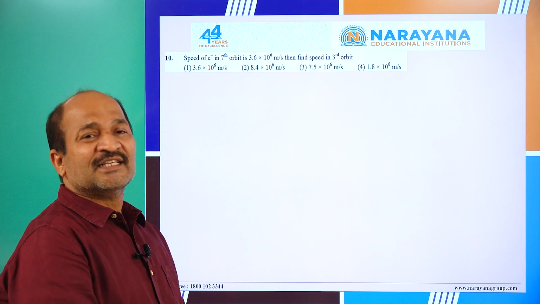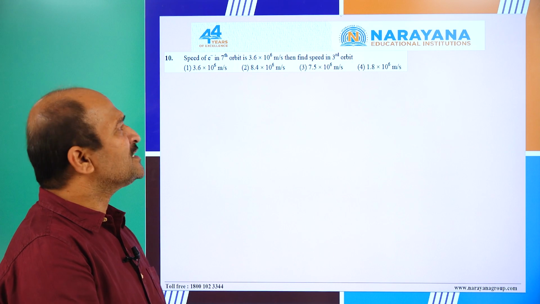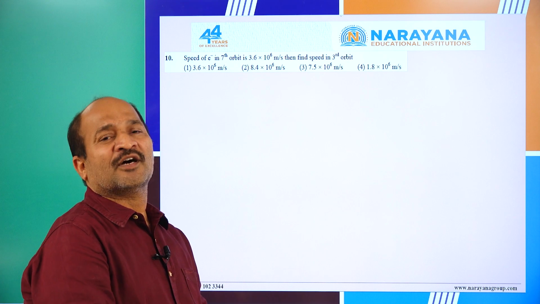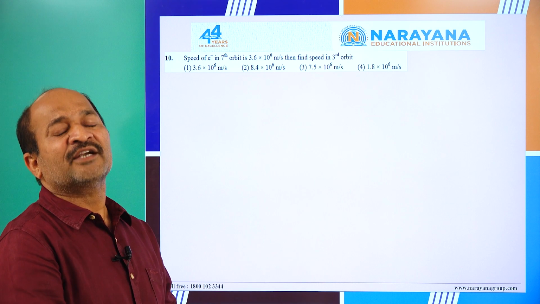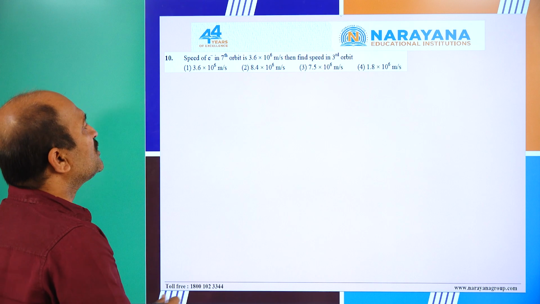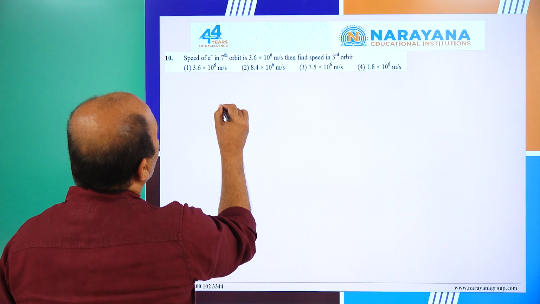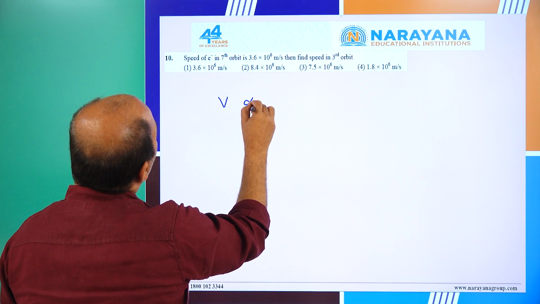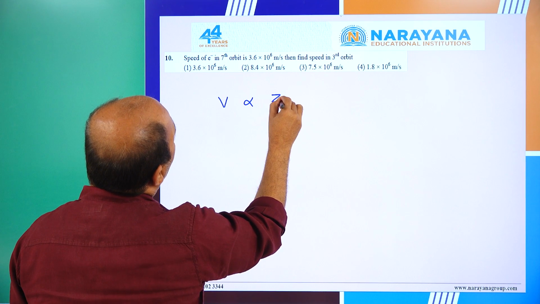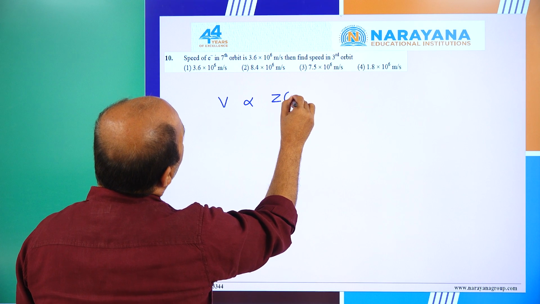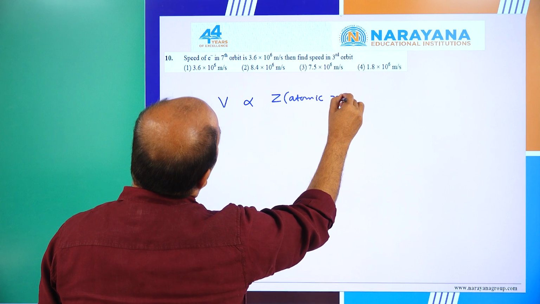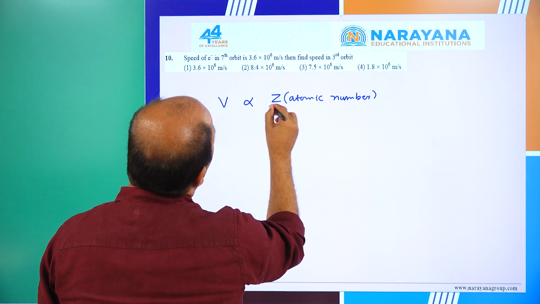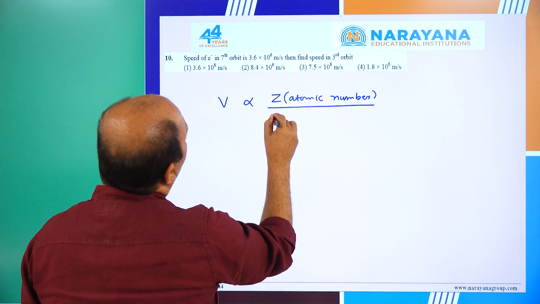The speed of the electron in the 7th orbit is 3.6 into 10 power 6 meters per second. Then find the speed in the 3rd orbit. It is a question from atomic structure. It is a calculation part. Here velocity is directly proportional to Z, the atomic number, and inversely proportional to the orbit number.